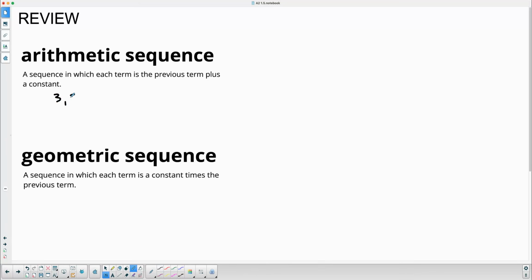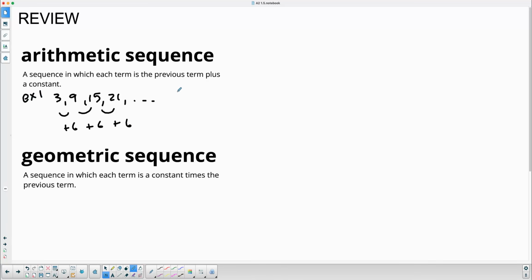So say I go 3, 9, 15, 21, ... So we're going to add 6 to each term. So our common difference is 6, and it keeps on going. All right. You could also subtract.